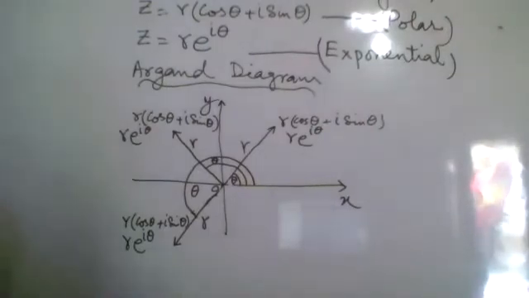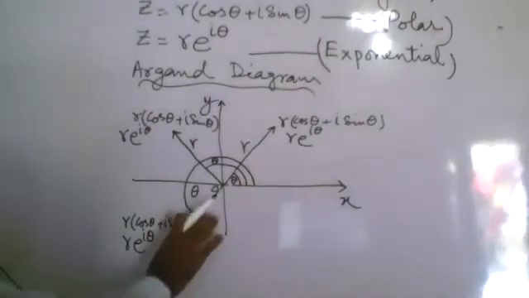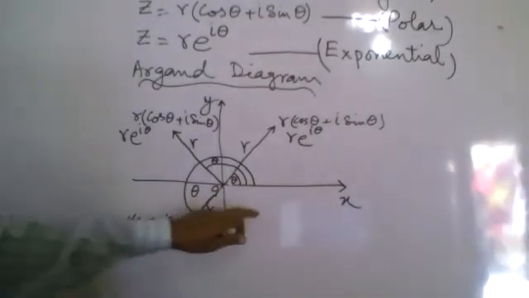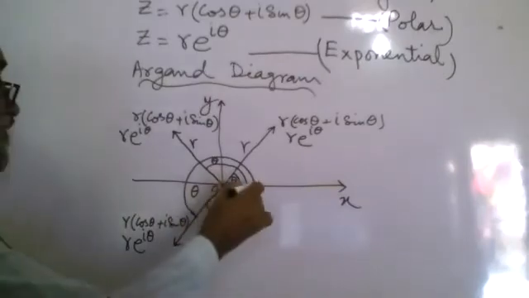If theta is more than 270, it will be in the fourth quadrant.